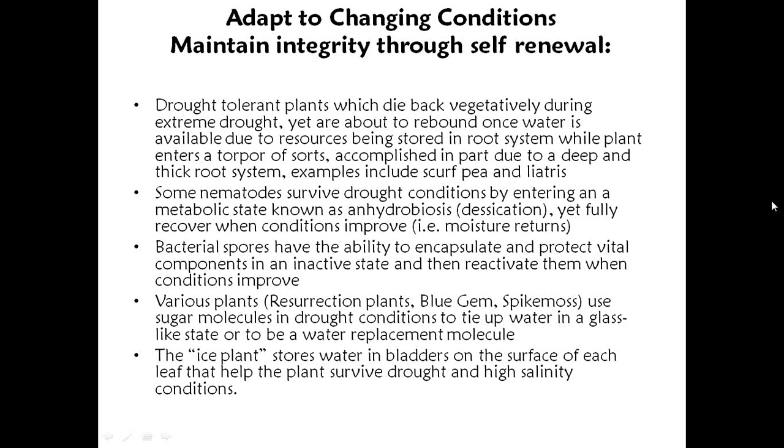And other plants and ecosystems have other variety. Is there another slide, Mila? There's several other slides, yeah.